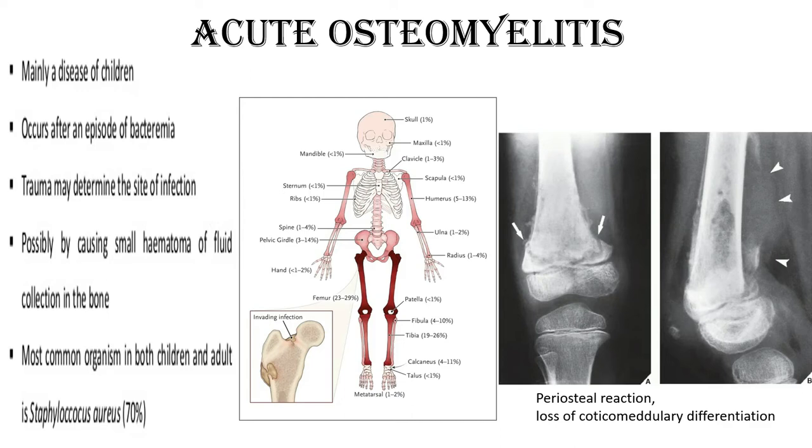Along with that, the loss of corticomedullary differentiation, which is another point in favor of osteomyelitis, needs at least 2 to 3 weeks, otherwise we cannot appreciate it. So the most common radiological investigation done is the x-ray. So we have to judge this osteomyelitis patient very early by our clinical eye.